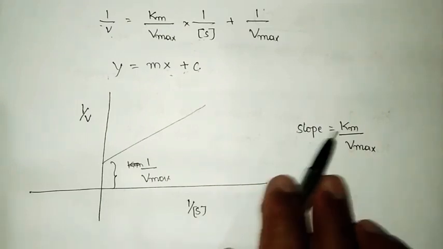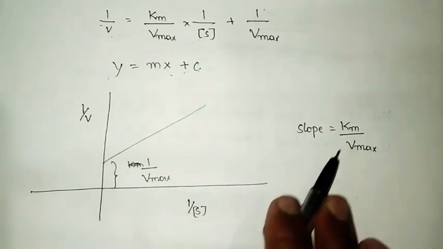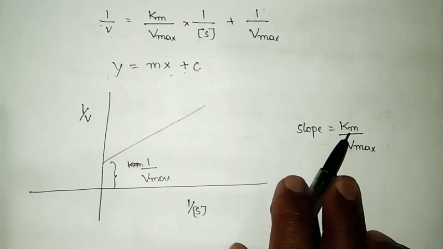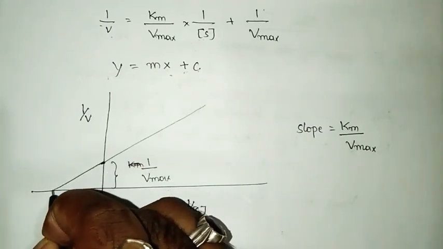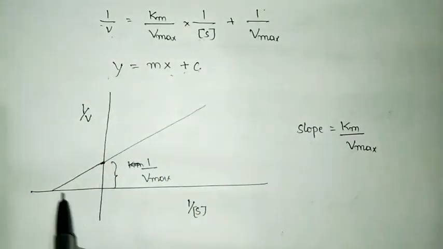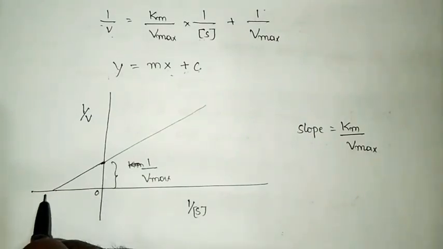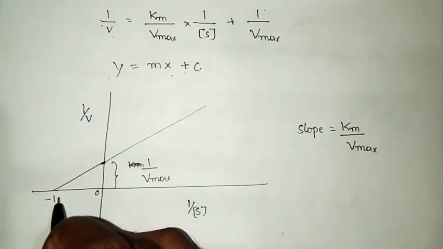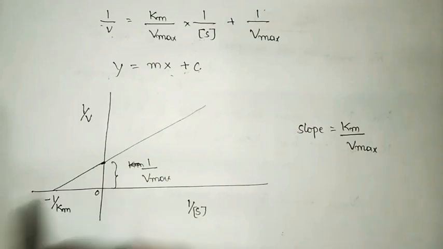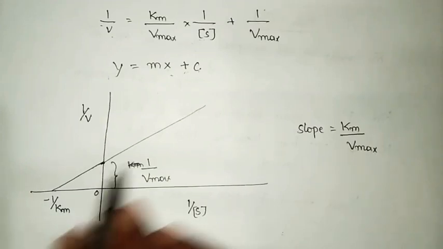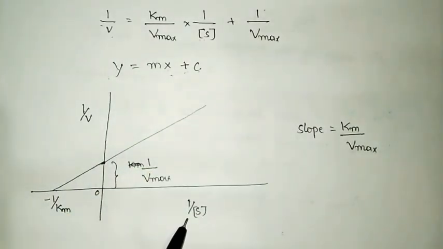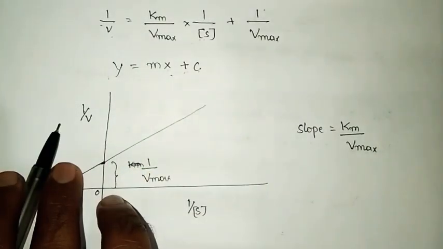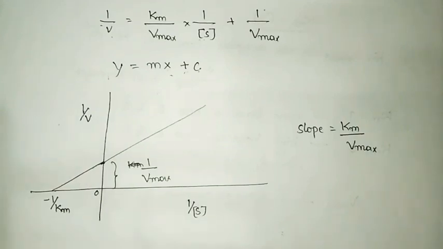So from the slope, and by knowing the value of Vmax, it is possible to get the value of Km, that is the Michaelis Menten constant. And when you extrapolate this curve to the x-axis, whatever point it meets at the negative x-axis will give the value of minus 1 by Km. So this is the curve you will get when you plot a graph between 1 by S versus 1 by V.